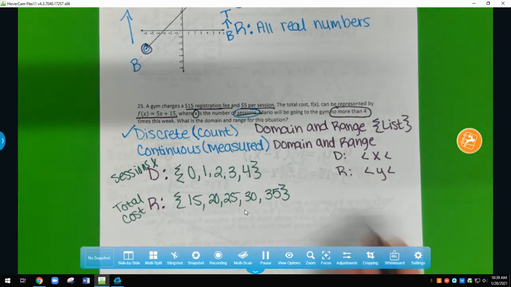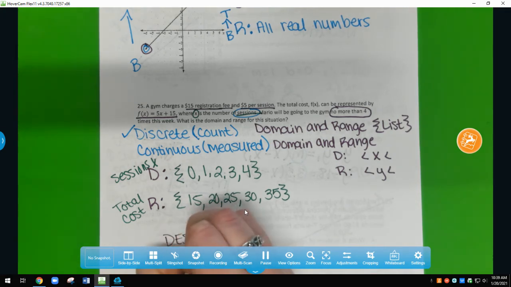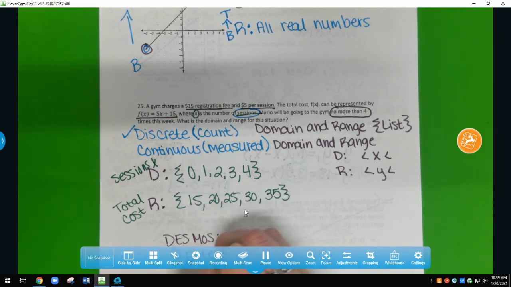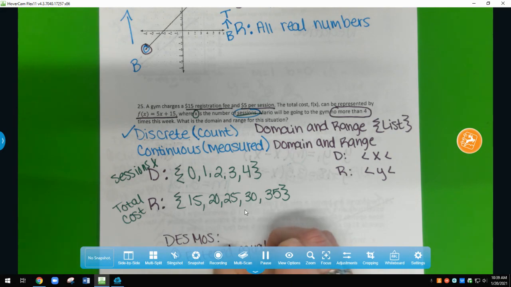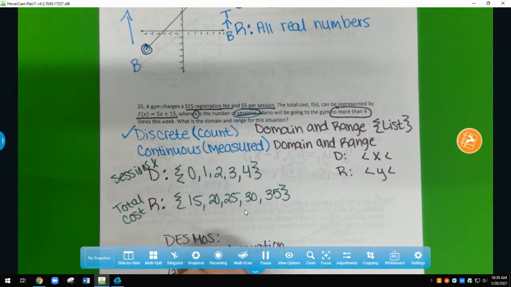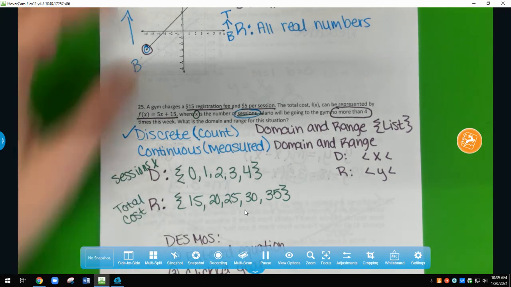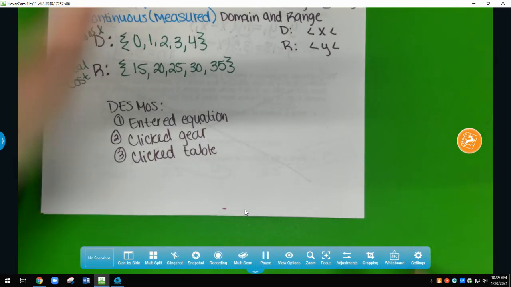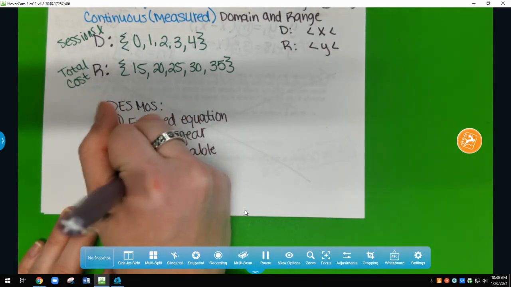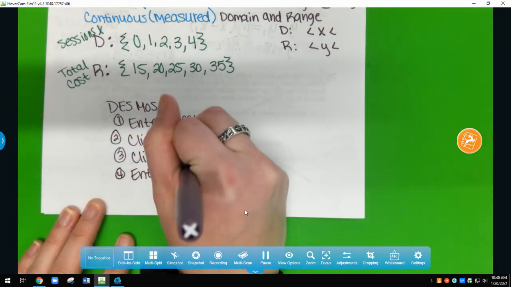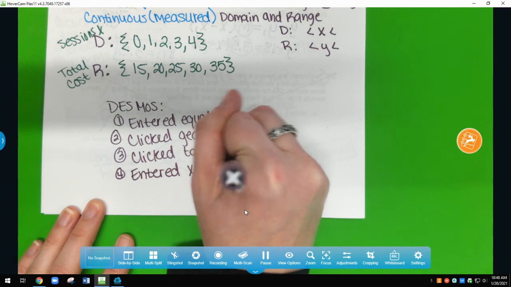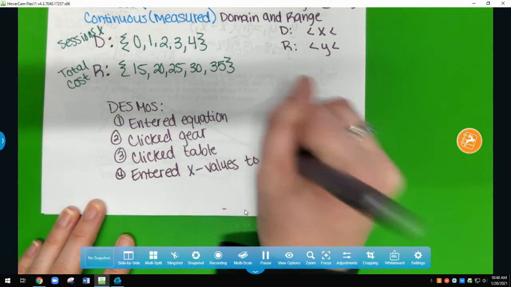Okay, so again, we went to Desmos, we entered the equation. Clicked on the gear. Click table. Okay, and then we entered the numbers we needed. So we entered the x values to get the y values.